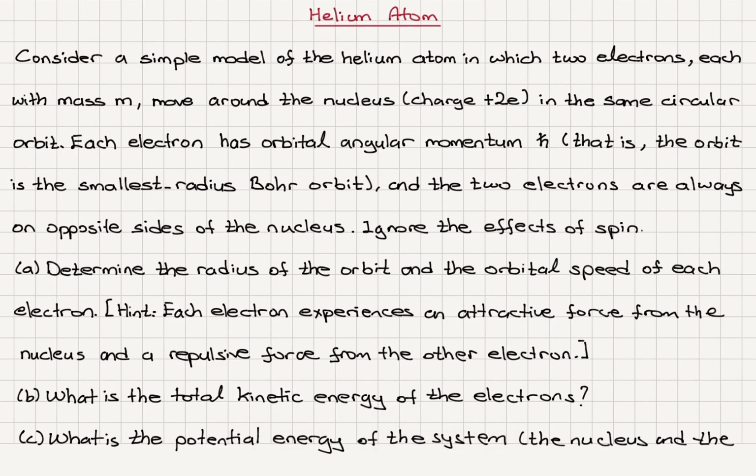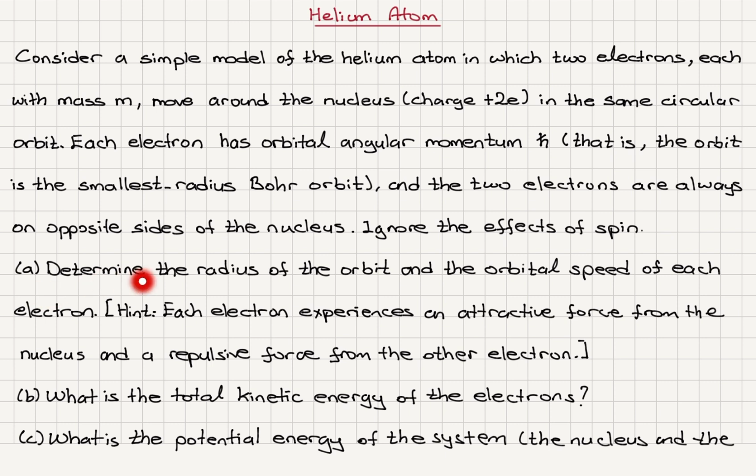Helium atom. Consider a simple model of the helium atom in which two electrons, each with mass m, move around the nucleus of charge plus 2e in the same circular orbit. Each electron has orbital angular momentum h bar, that is, the orbit is the smallest radius Bohr orbit, and the two electrons are always on opposite sides of the nucleus.